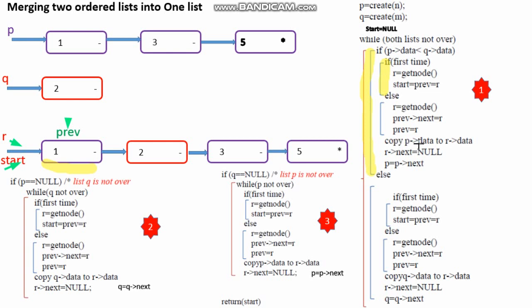Then I copy P's data to R's data. P's data is this, that is 1 is copied to R's data, so 1 comes here, and R of next equal to null, this is made null. Then P advances. Now P is advanced because I've copied from here, so P comes to this node, and Q is still remaining here because Q has not advanced, so this part is over. Now we go back in the loop.